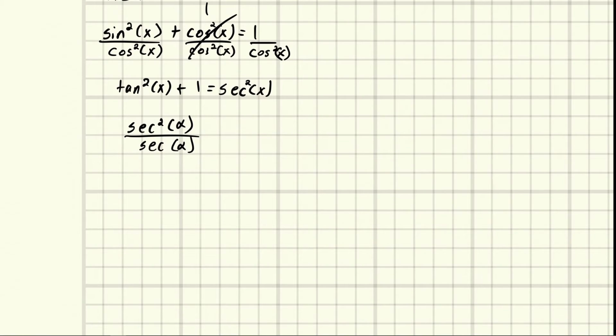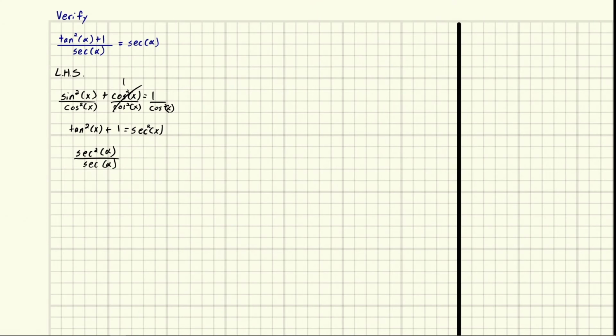And we have a secant. It's just regular secant on bottom, right? There's no square there. So here we see that we can then simplify it out by a single secant, and we're left with secant alpha. And we see that this is indeed equal to secant alpha on the other side. So we've got it here.